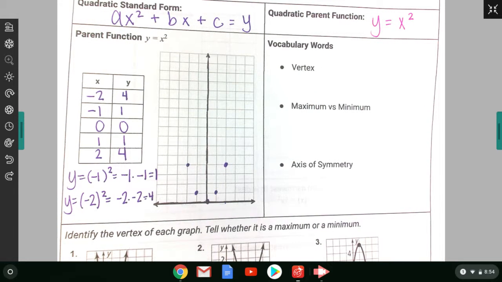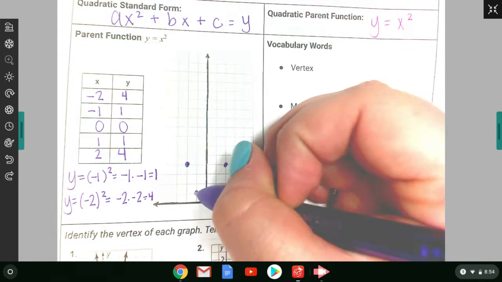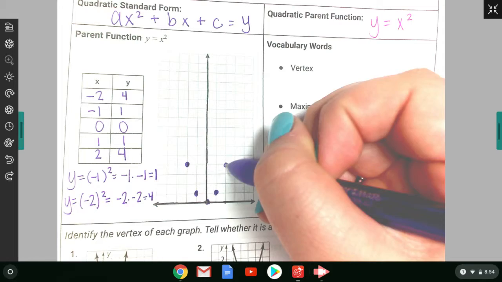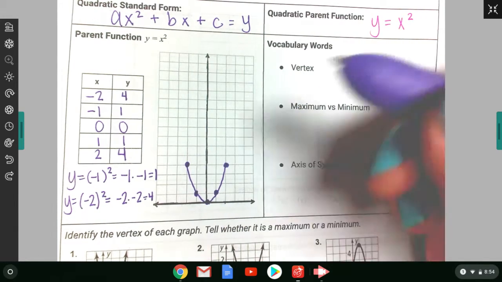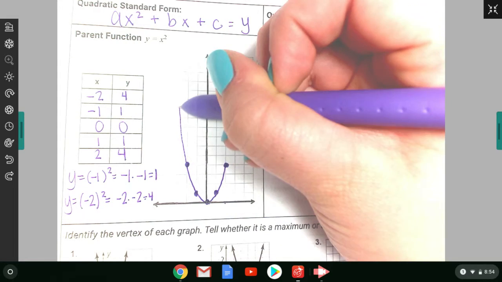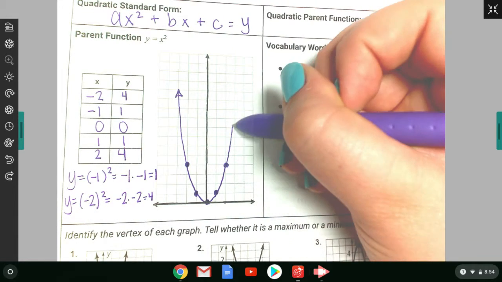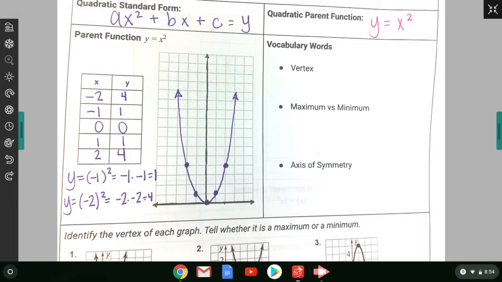Do not connect these to make them look like a V. It is a curve. I'm kind of picky about that. So give it a little curve, and then extend your lines to the edge of the graph. Keep going in the way it's going. Like so. So there's our parent function.